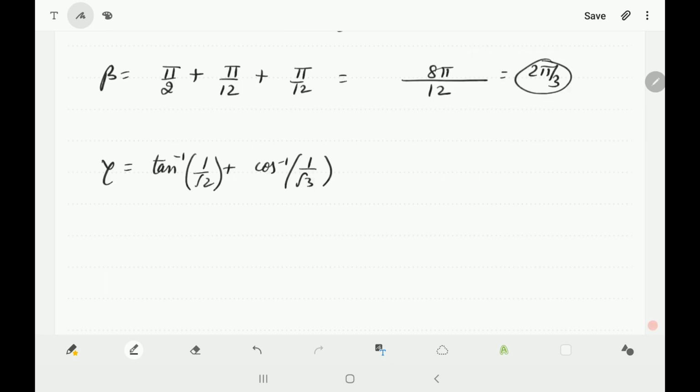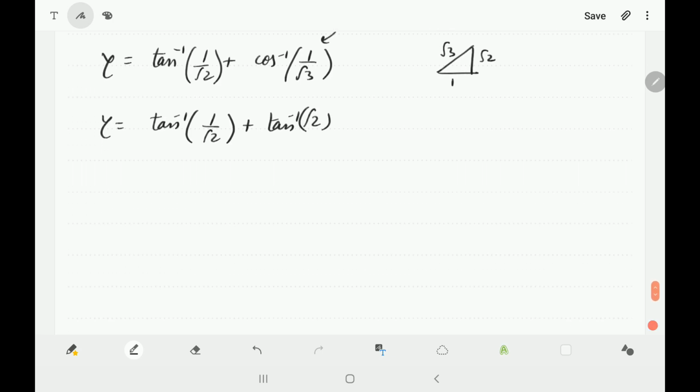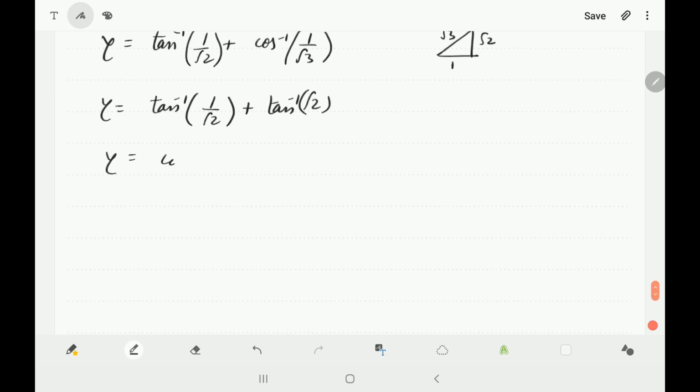Now let's calculate the value of gamma, which is tan inverse 1 by root 2 plus cos inverse 1 by root 3. Let's convert cos inverse into tan inverse. So we have cos inverse 1 by root 3, so this value will be root 2. Okay, so we will have gamma as tan inverse of 1 by root 2 plus tan inverse of root 2. Okay, so tan inverse of 1 by root 2, because it is a positive value, you can write this as cot inverse of root 2 plus tan inverse of root 2, and both these values are defined, and the sum will be equal to pi by 2.